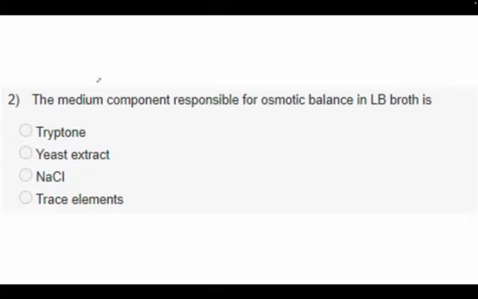Okay. The medium component responsible for osmotic balance in LB broth is dash. So, remember the medium component which is responsible for osmotic balance specifically is NaCl. Okay, these tryptone and yeast extract and trace elements are responsible for providing sorts of undefined nutrition and so on. But primarily, NaCl is responsible for osmotic balance.